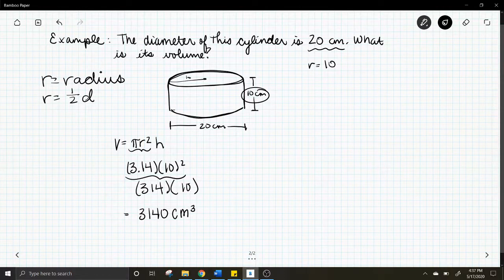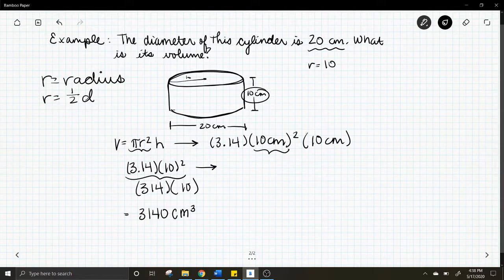So let's draw this out a little bit. Actually, let's just start here. So pi is 3.14. R is 10 centimeters, which is being squared. And then h is also 10 centimeters. So when you square this 10 centimeters, it becomes 100 centimeters squared.